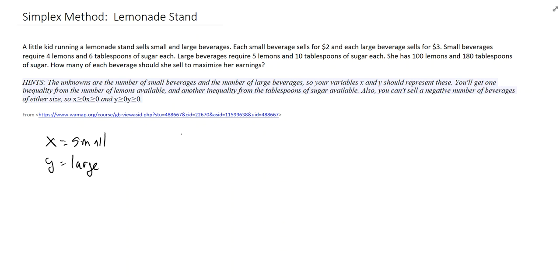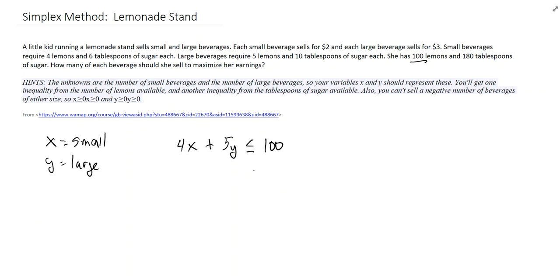And we've got a couple of constraints. We've got a limit of 100 lemons. And so I know that however many lemons I use, it has to be less than or equal to 100. The small beverages use 4 lemons, so 4 times x will be how many lemons I'll use making small beverages. And 5 times y is how many lemons we'll use making the large beverages, and I know that's got to be less than or equal to 100.